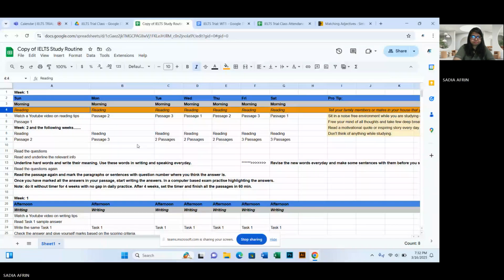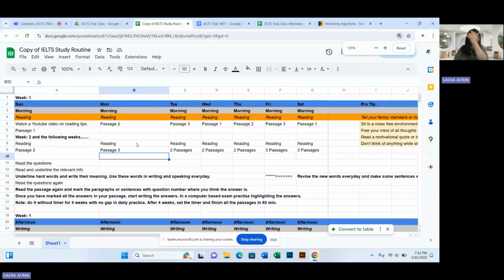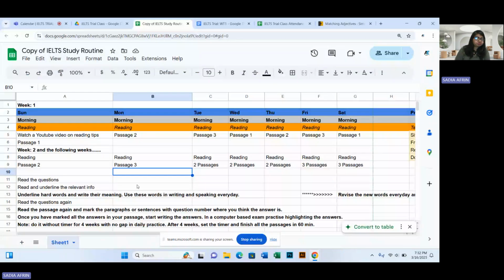Let me zoom in the screen so that you can see it clearly. Okay, I hope it's visible now. So you can see here, the reading test is from Sunday to Saturday for the entire week. And start with a small passage, the easiest passage that you're most comfortable with. Okay, that should be your go-to story, your go-to success. Maybe before reading, you can watch a YouTube video on reading tips, and then you can go on to start reading passage one from any kind of online IELTS website.